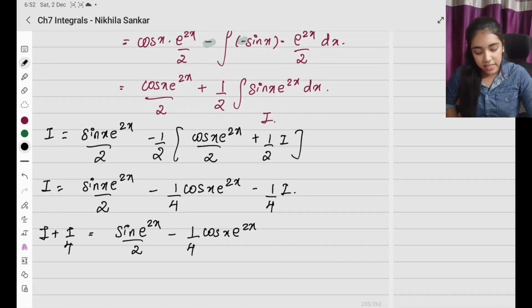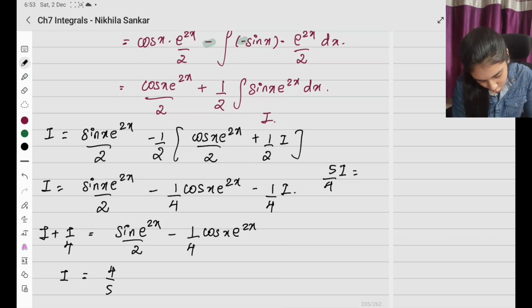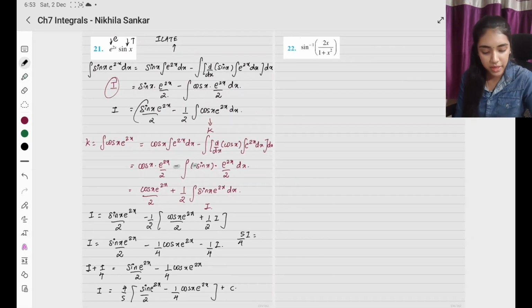Left hand side I plus I by 4 is going to be 4I plus I, which is 5 by 4 I equals whatever is there. So I equals 4 by 5 times sin x e to the 2x divided by 2 minus 1 by 4 cos x e to the 2x plus c. So this is my final answer. Okay? Please copy.